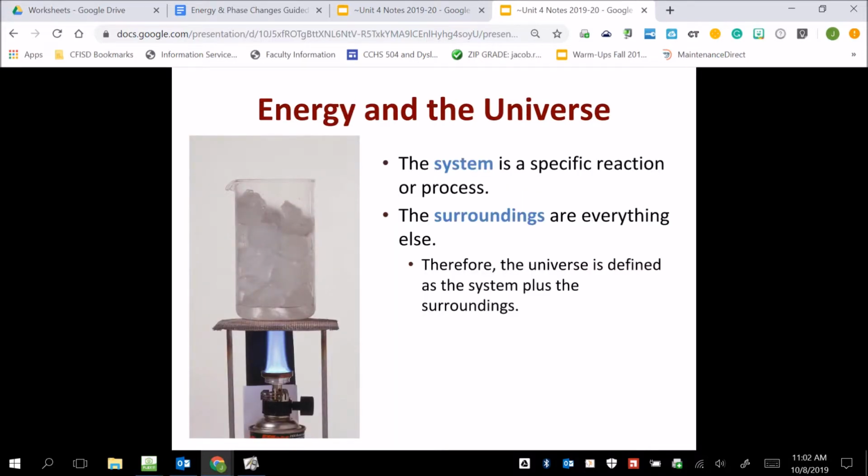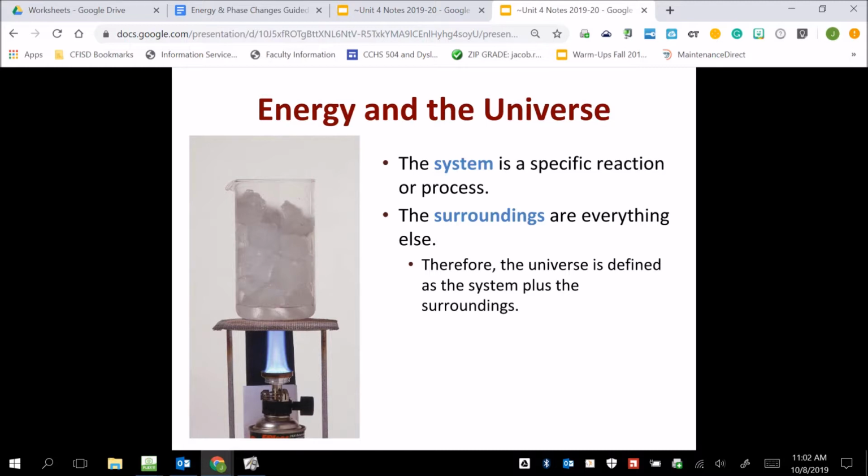Okay, energy in the universe, the system. So when we talk about things, we need to be very particular about what is the system. The system is the thing we're talking about, the specific reaction, and then everything else is the surroundings. Okay, so therefore the universe is defined as the system plus the surroundings.